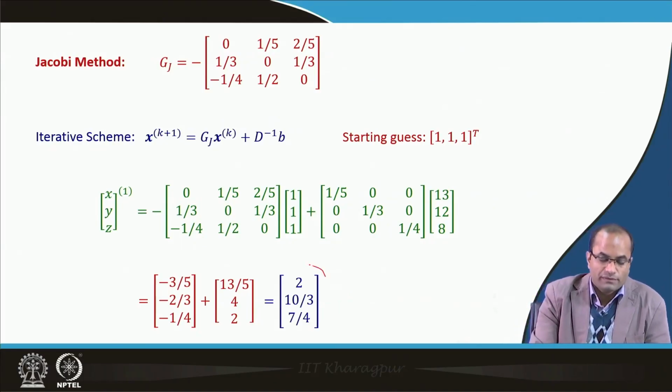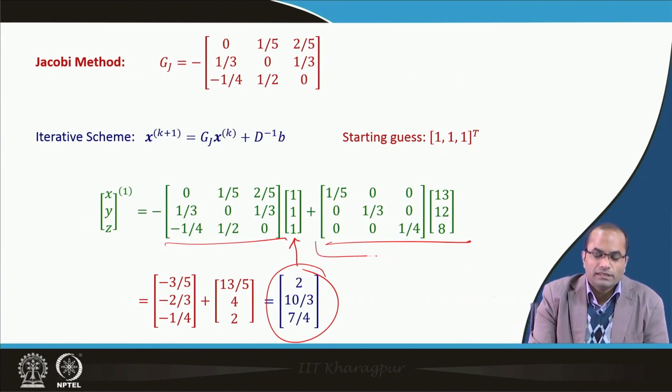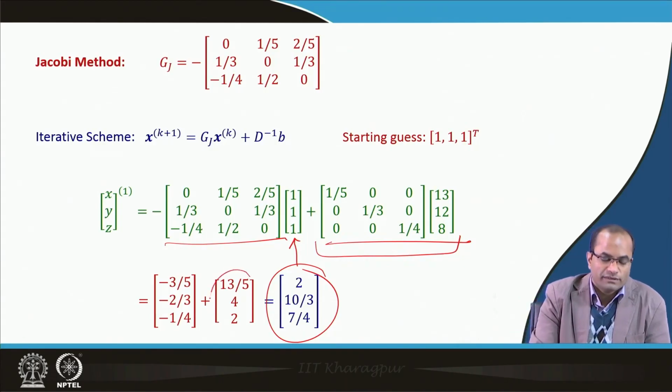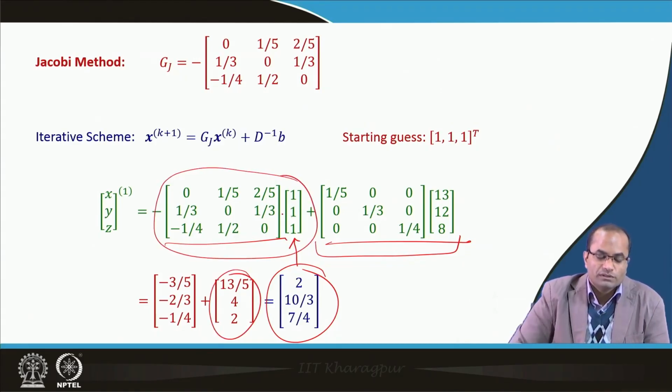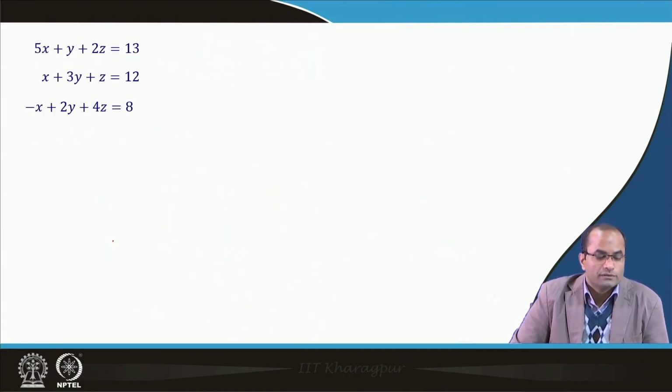Here the benefit is, once we have this one, we just need to plug this instead of this 1 1 1, and then again these multiplications we will get the next value. Indeed, in this D inverse B there will be no change. So, this vector we can keep as it is. The only change would be in the first multiplication, because this 1 1 1 will be replaced by 2, 10 by 3 and 7 by 4, and then we can get the next update, and so on. We can proceed with this algorithm to get our values updated after each iteration.